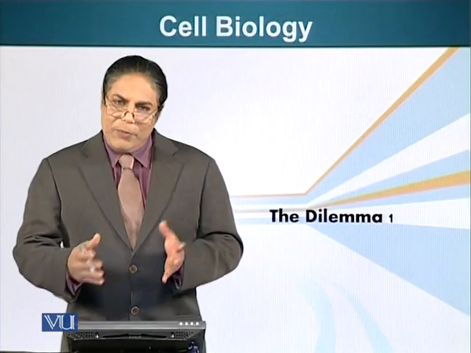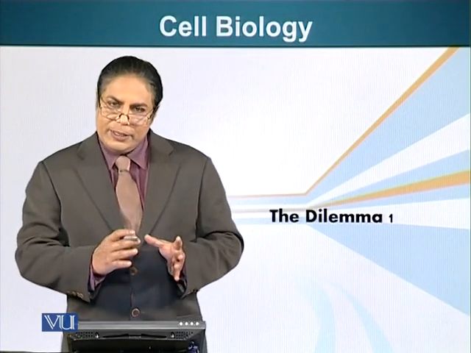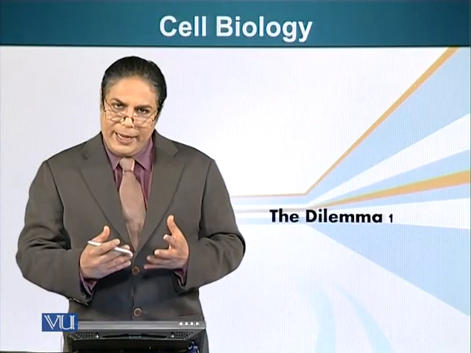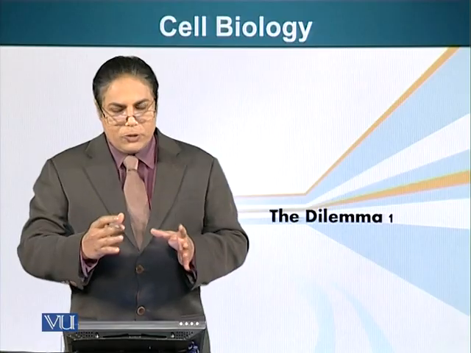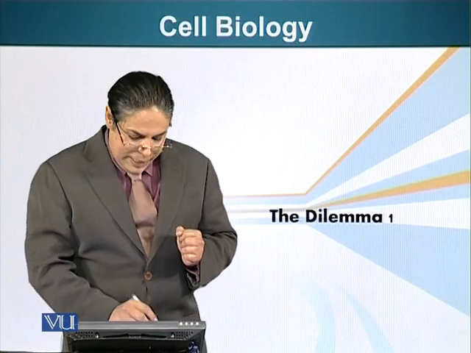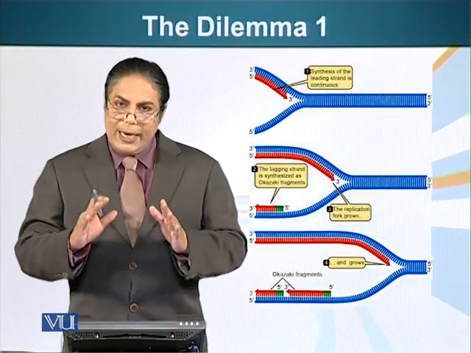As we discussed in the previous module, there are three dilemmas when we replicate DNA. There are three issues that we need to sort out. So how does the cell sort out these three issues? Let's look at the first dilemma. We talked about the lagging strand.